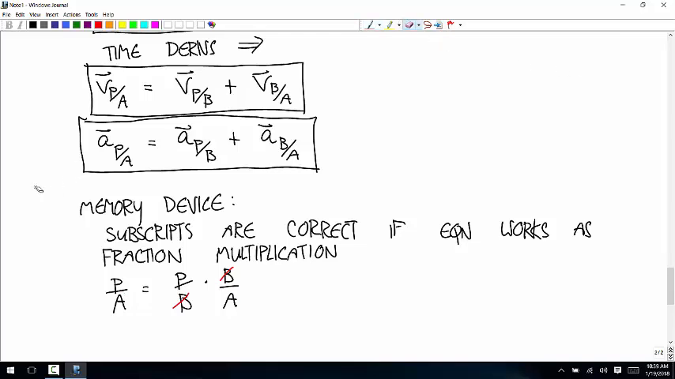So why does that work? There's no reason why it works. It's just that someone noticed it works and it makes it easy to remember. It doesn't have anything to do with real fractions or anything like that.